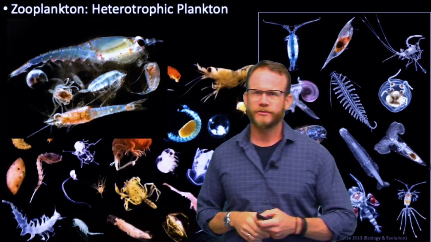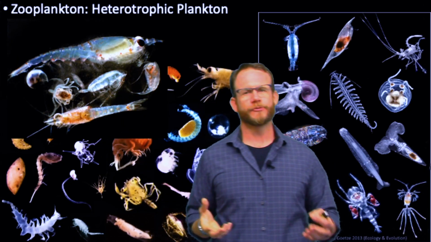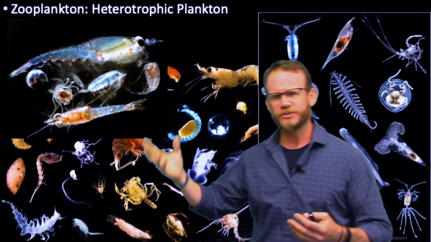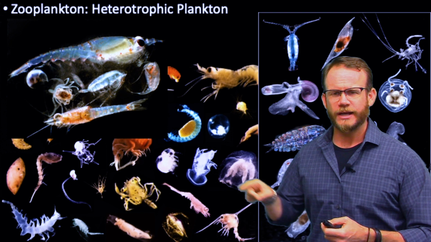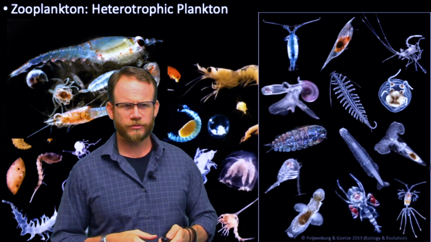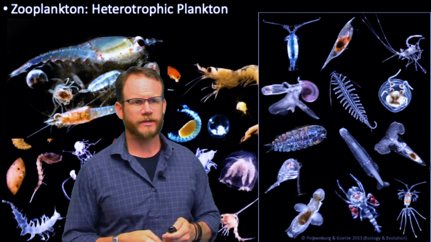So next on the scale are these zooplankton. These are the heterotrophic plankton. These are the ones that need to eat to survive. And you can see they come in all shapes and forms. They can be pretty cool looking. These are mostly under the microscope. Some really neat structures here. Some of them are see-through. They can be pretty fantastic.